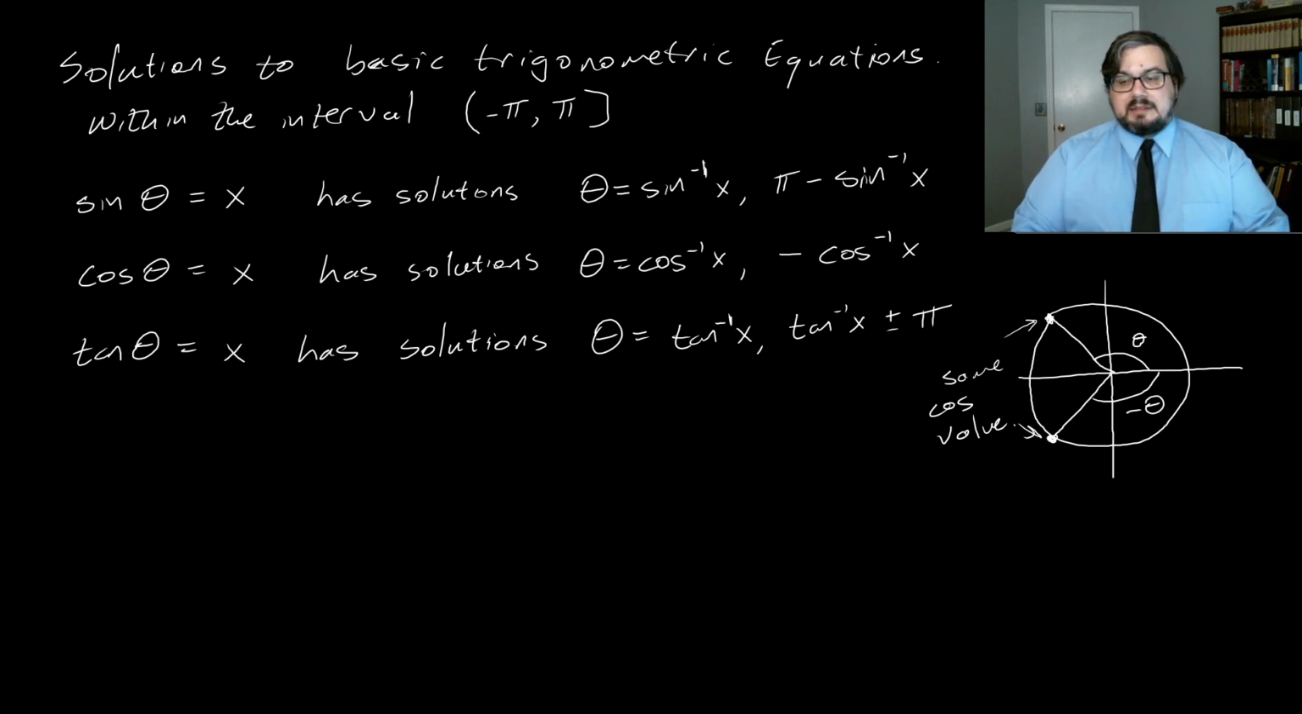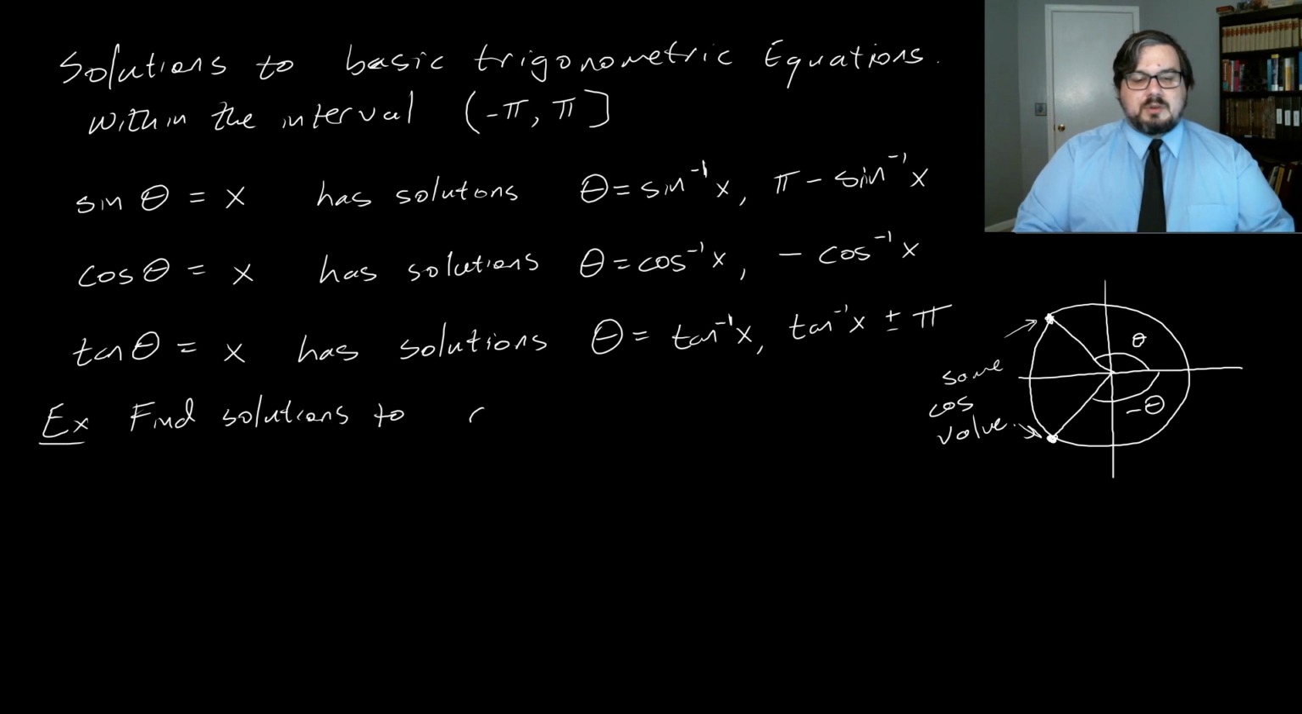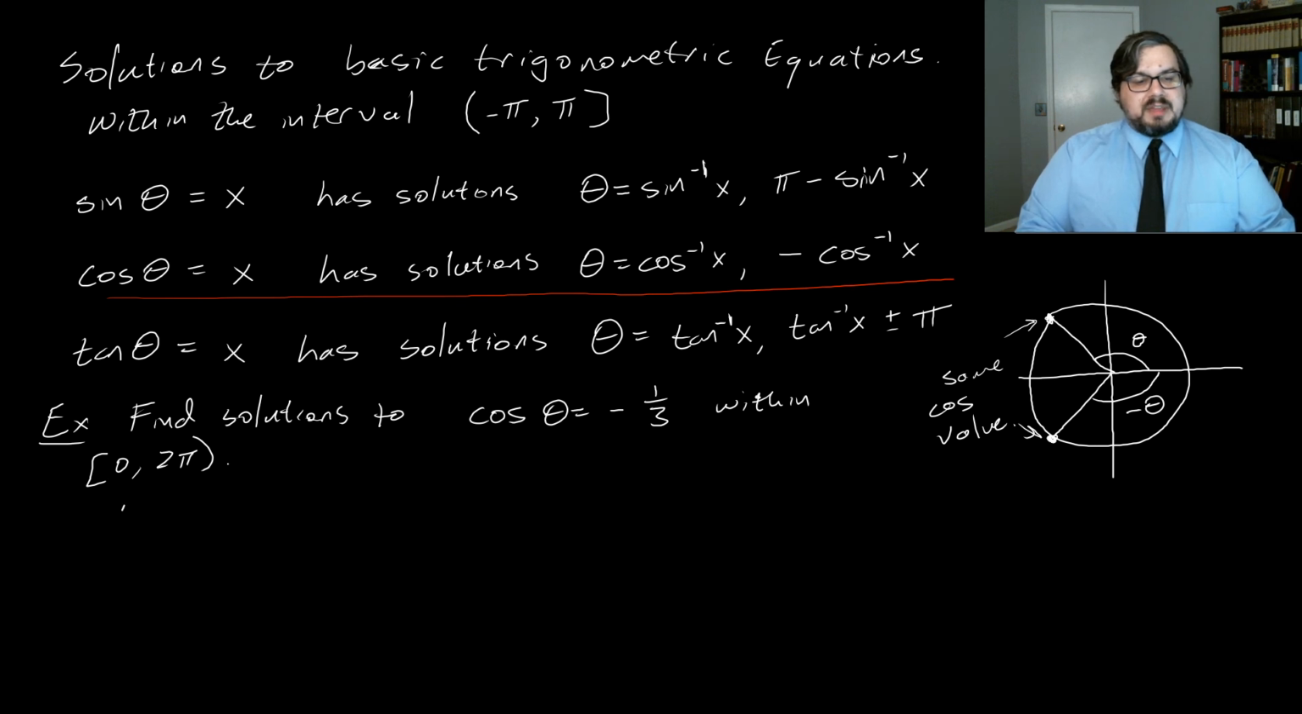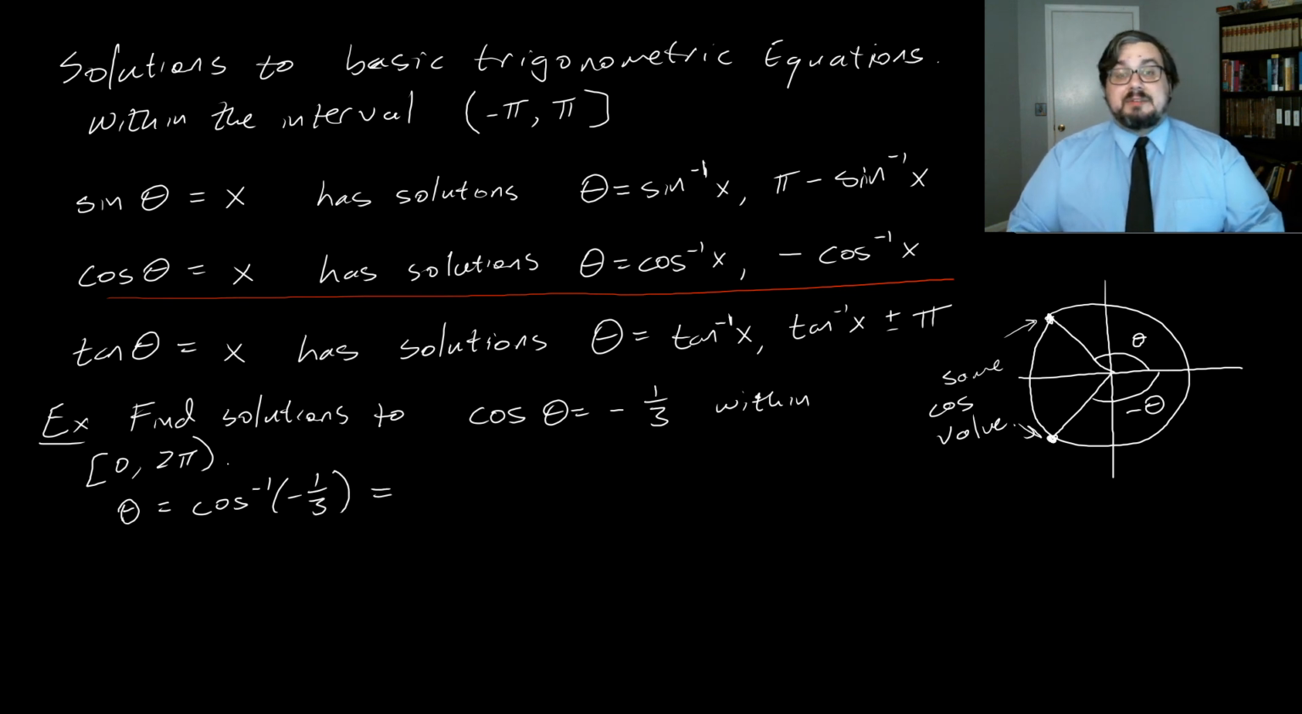So let's see how we can do this. Let's apply that here. Let's find all solutions to the equation cosine of theta is equal to negative 1/3 within the interval from 0 to 2 pi. And we'll go ahead and use the facts that we have up here. So we know that theta equals inverse cosine of negative 1/3 is going to give us an angle theta, which will be a solution to this equation.